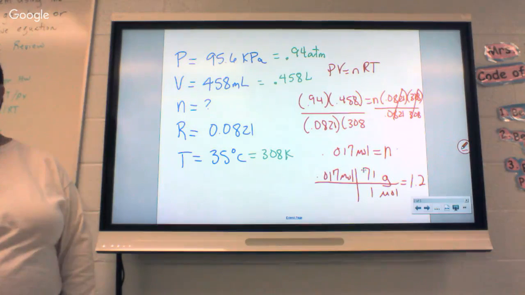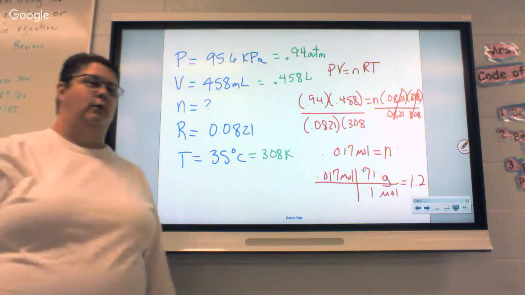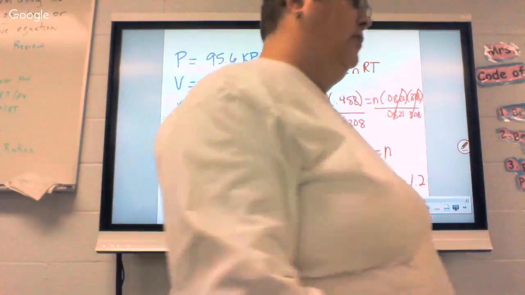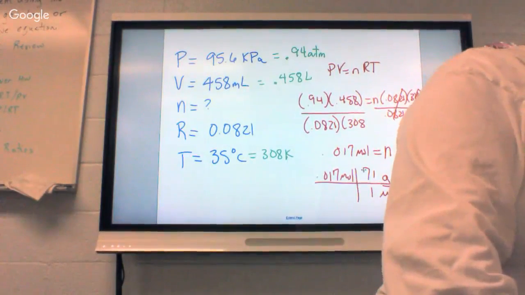See what we got? Okay. I'll scan those when I do mine a little bit.